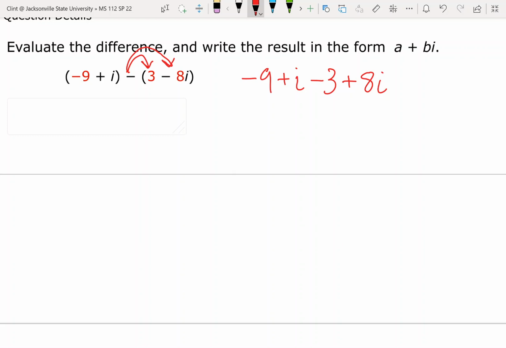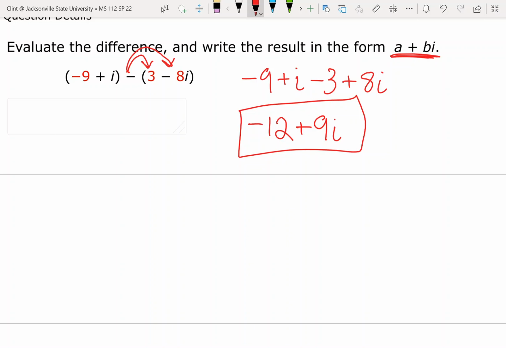And then we combine like terms, so negative 9 minus 3, negative 12. And 1i plus 8i, a plus 9i, and then since it said a plus bi form, we want to make sure we've got it in this order. That's it. Just have to be careful with the signs on that one.